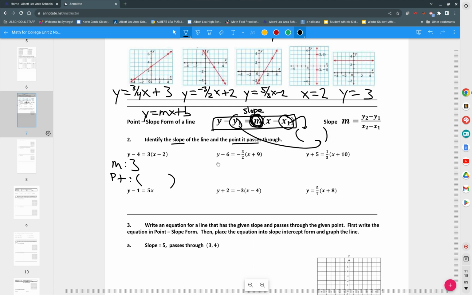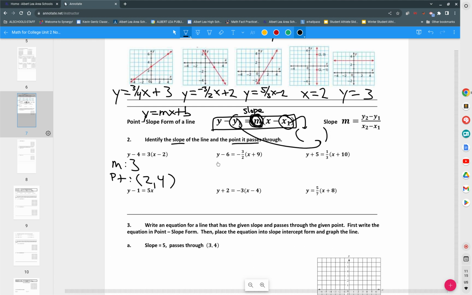Anybody know what I write for the x? It would seem to be negative 2, but if you look at the formula, it says what number are you subtracting? And so therefore it is a positive 2 and a positive 4. So it's opposite what you think. It's the number that you're subtracting, not the number that you're adding.